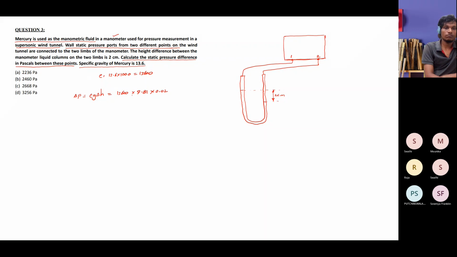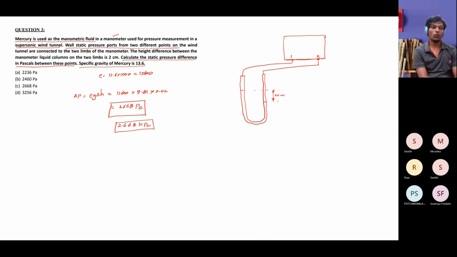This is a simple problem that we are discussing, simply finding the pressure difference between two points in a supersonic interval. You can use this direct delta P equation. Once we do that, we get a difference of around 2,668 pascals, which is significantly high. It's around 2.6 kilopascals, 2.668 kilopascals. This is a significantly huge value in supersonic flow.